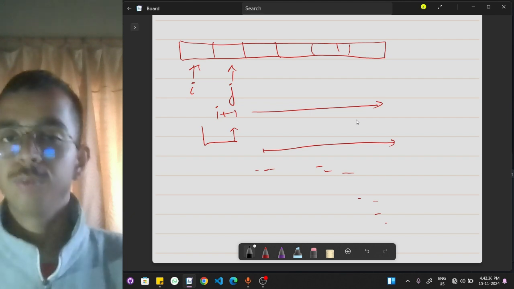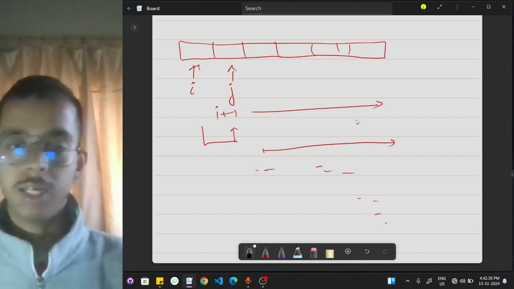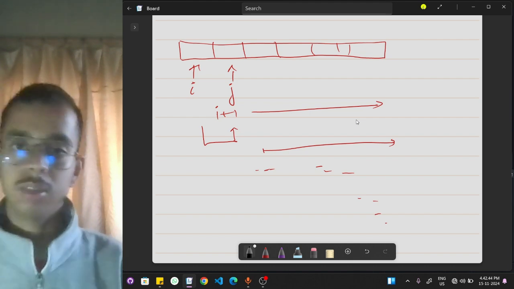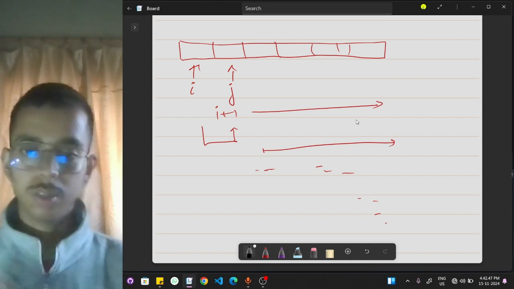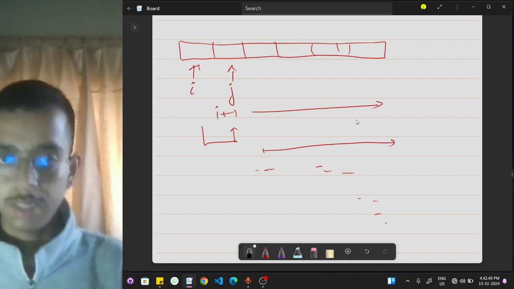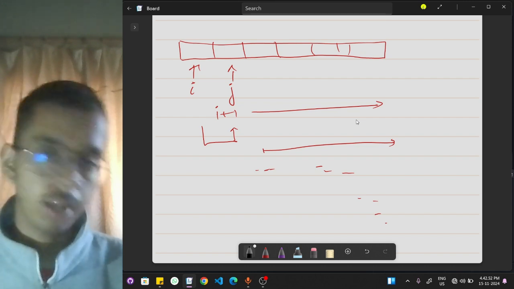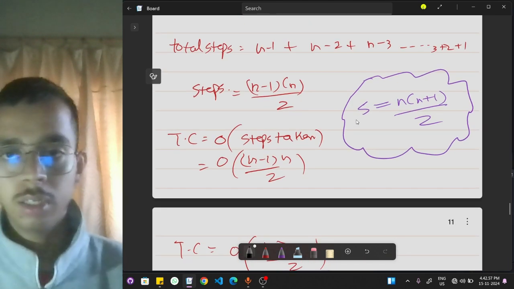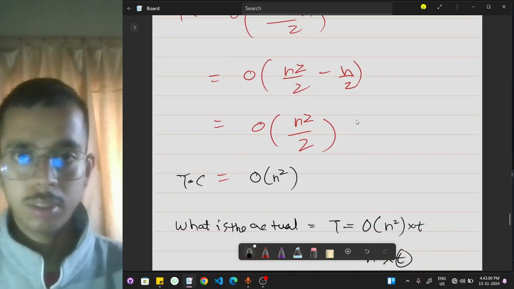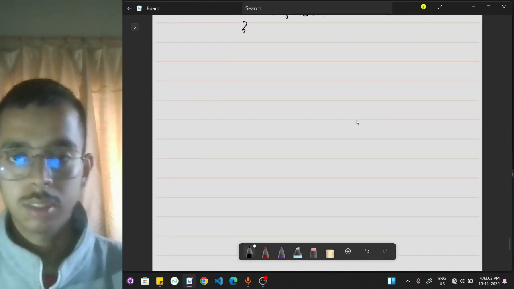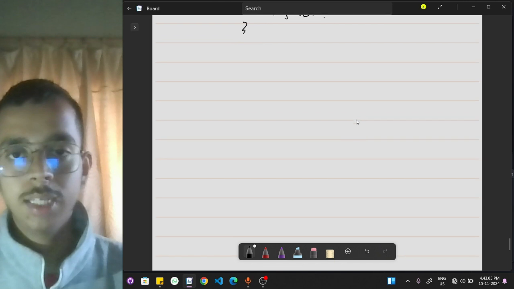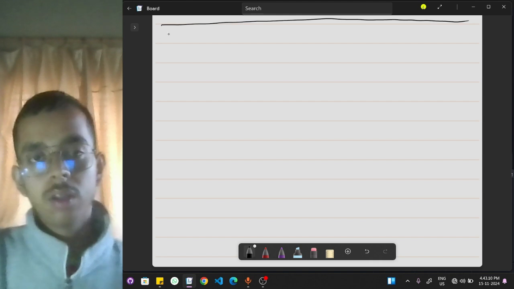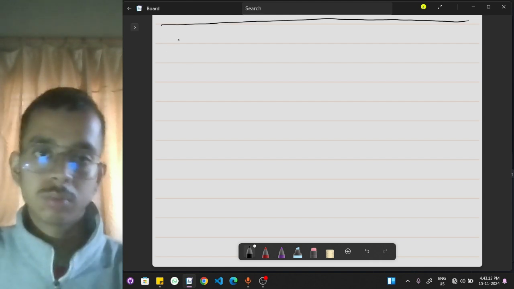Here, j is moving from 1 to n minus 1. That's why it's taking n minus 1 steps, for the first set. Then for the next set, j is going to take n minus 2 steps, and the steps are going to gradually decrease. There's nothing special here. I've used the normal method of solving things. Okay, so we have seen a kind of brute force. So this was all brute force.